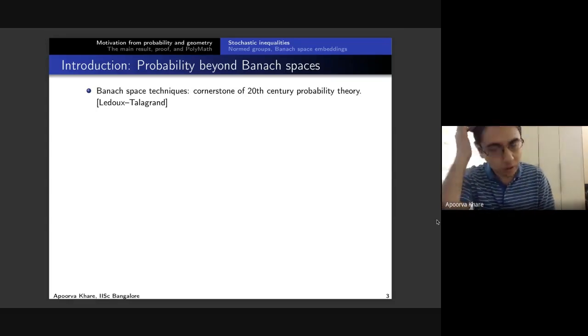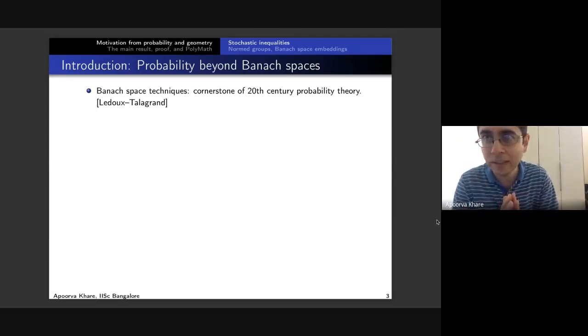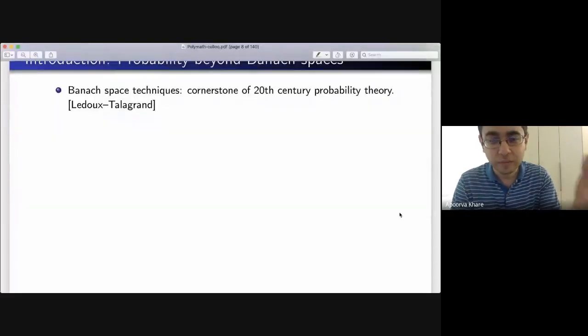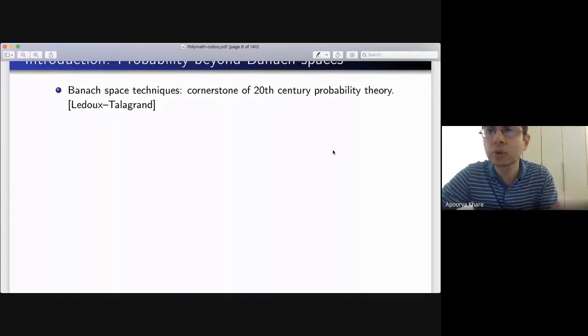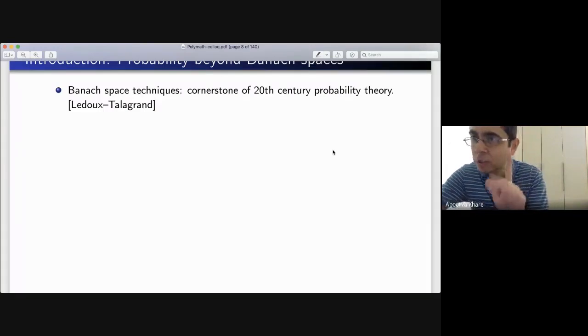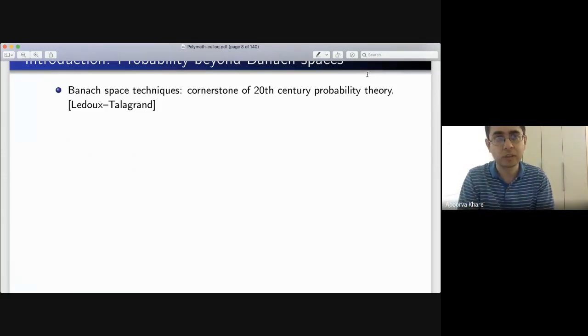Before I talk, has everybody seen Banach spaces? Okay, if you don't know what a Banach space is, think of Banach space as Euclidean space, R^n, but with a possibly LP norm. So it's not a Pythagorean theorem kind of norm, but it is a norm. It is scaling invariant, it satisfies the triangle inequality, norm of x plus y is at most norm x plus norm y, and so on. That's roughly what a Banach space is, but the point is Banach spaces can also be infinite dimensional. Okay, let me go back to full screen.